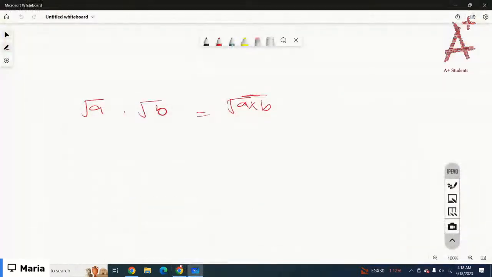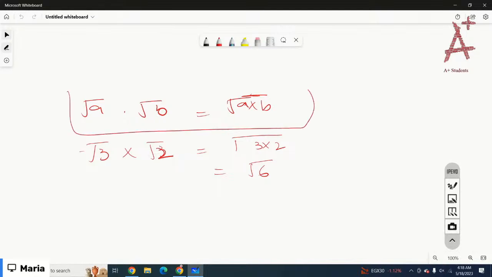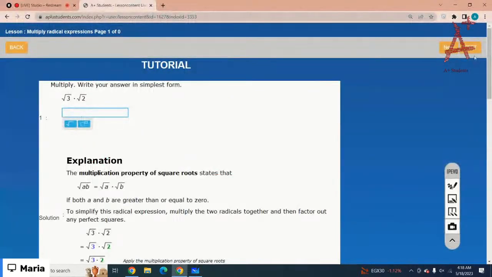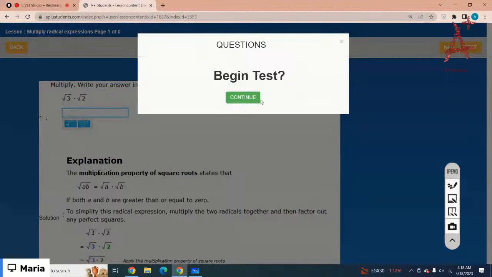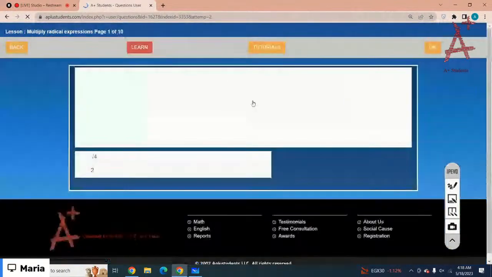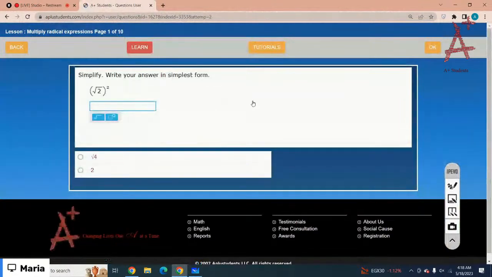The first example is square root 3 times square root 2. So you can just write them under one square root, and it would be square root of 3 times 2, which is square root 6. Got it? That is the basic property you have to follow, and it is very easy. Let's just start with the test questions. Or either you can simplify them. Got it? Okay, the next one is simplify. Write your answer in simplest form.